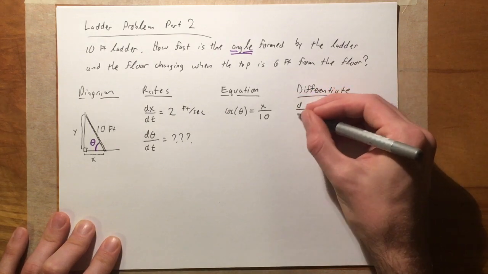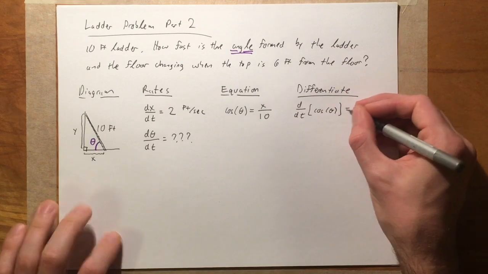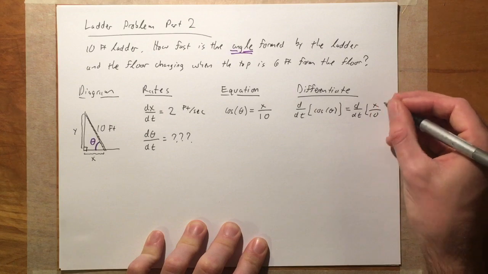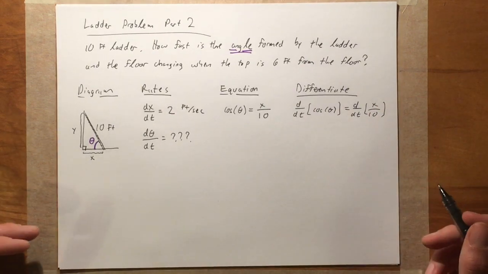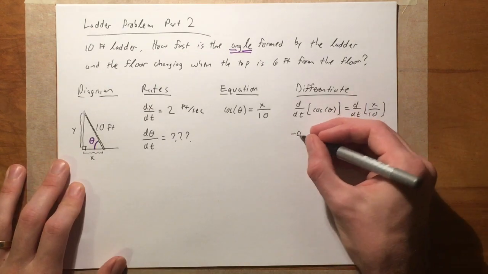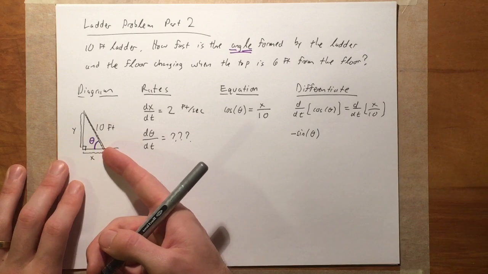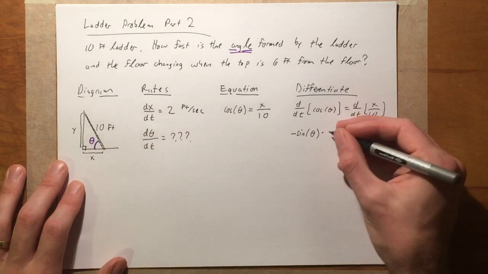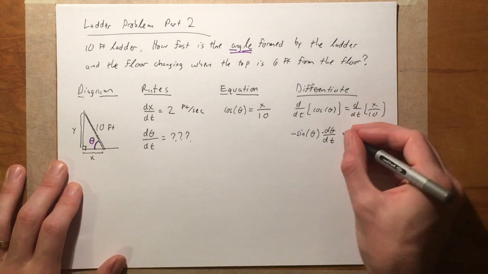All right, the derivative with respect to time of cosine of theta will equal the derivative with respect to time of x over 10. The derivative of the cosine function is the negative sine function, right? So we'll do negative sine of theta, but then theta is a variable which is changing over time, so we should think of theta as a function of time. Multiply by d theta over dt. So that's the left side.